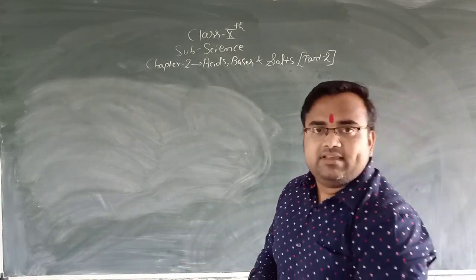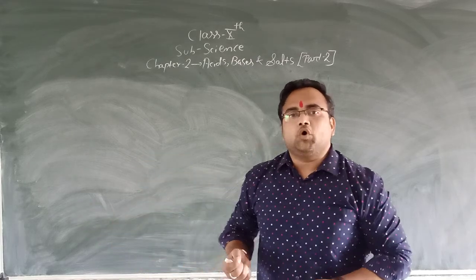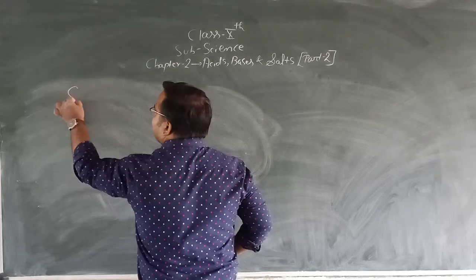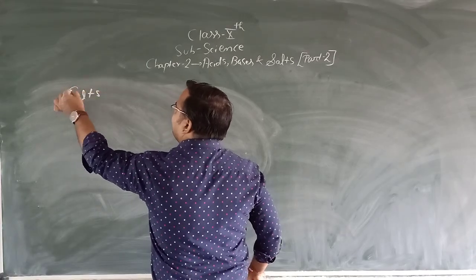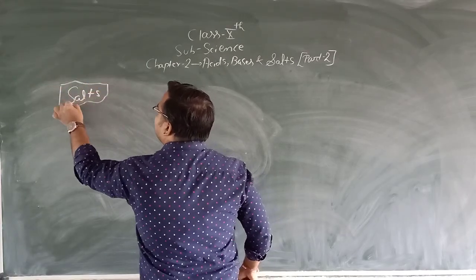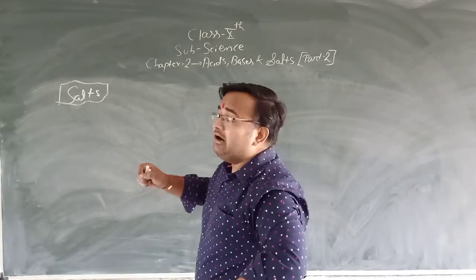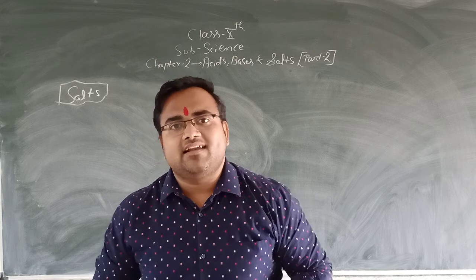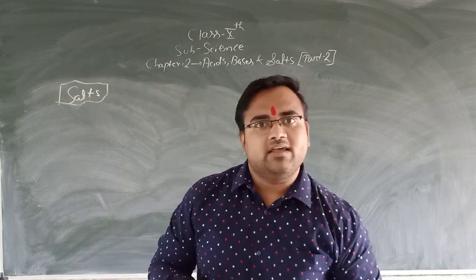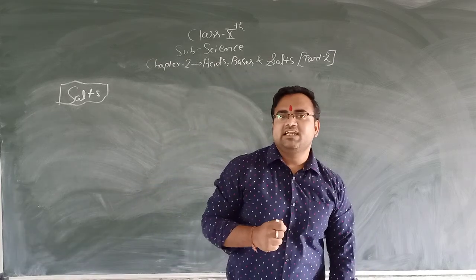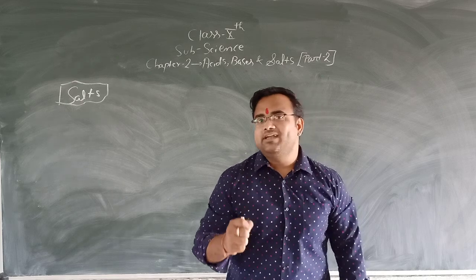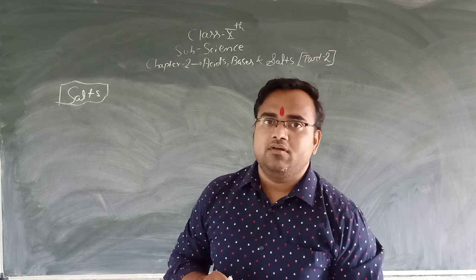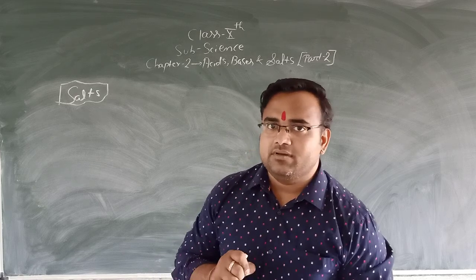Now we'll see some information about salts and then we'll proceed to pH. Now, salts. How are salts formed, as we have discussed in part 1? Whenever acids are treated with bases, the product is salt and water. Now salts are of 4 types.